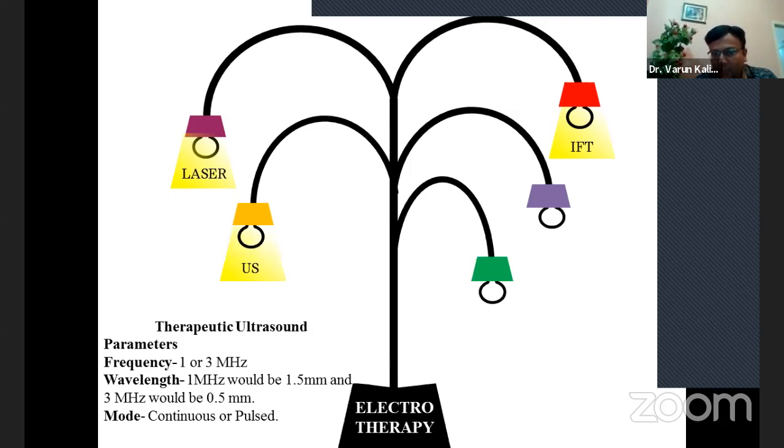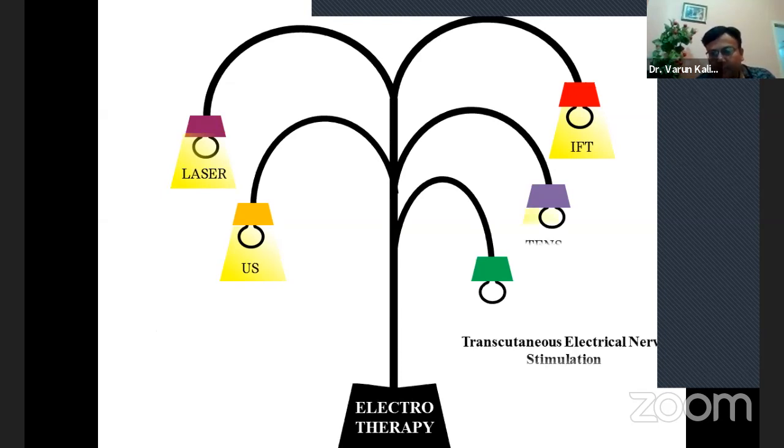Next is the therapeutic ultrasound. Here we can use either 1 or 3 megahertz. Then we can use the wavelength. If we use 1 megahertz, then wavelength would be 1.5 mm, and if we use 3 megahertz, then wavelength would be 0.5 mm. And here we can use either continuous or pulse mode according to the patient condition.